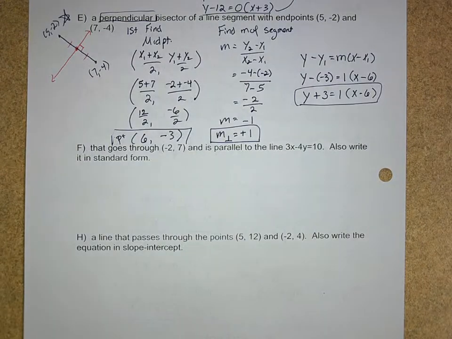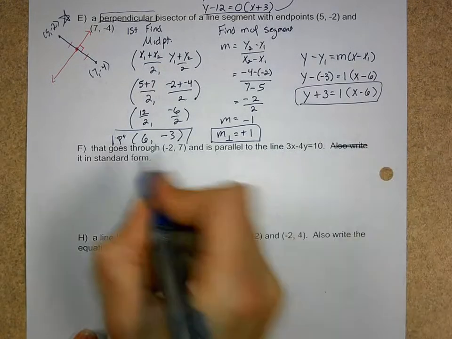Now we have two other examples, just real quick ones here. I want to write an equation of a line that goes through (-2, 7). So I have a point, and it's parallel to the line 3x minus 4y is equal to 10. And then I want to write it in standard form.